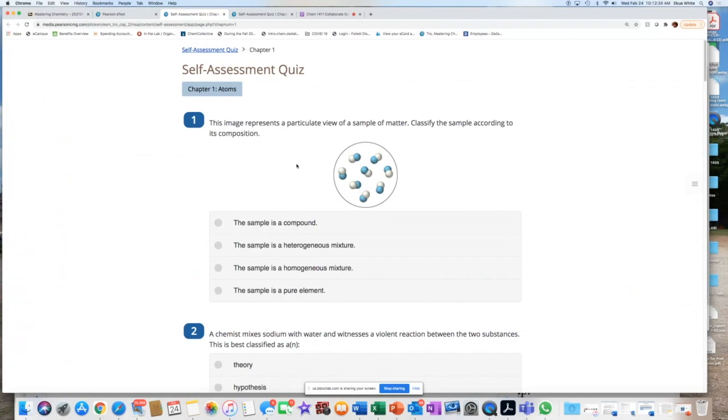Oh, look at that. This one here. Chapter 1, atoms. This is a simple one to do. We can do number 1. Okay, so I'm going to take a step back, and I'm going to have you guys let me know what you think it is, right?